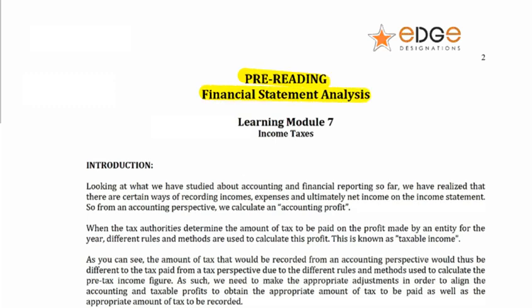Pre-reading, financial statement analysis, learning module 7, which is income taxes. Okay, and just by way of introduction, it's quite important to note that we can summarize most of what we're going to do today in income taxes into the difference between accounting and taxable income. Because when we look at the concept called accounting income, or what we call accounting profit, what's important to note, where do we get accounting profit from? Who tells us, guys, what is accounting profit?